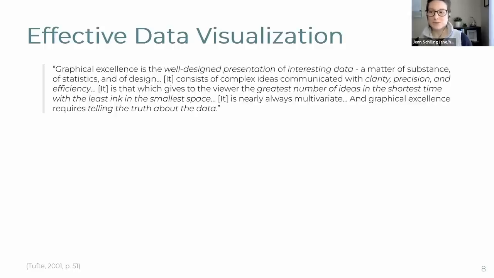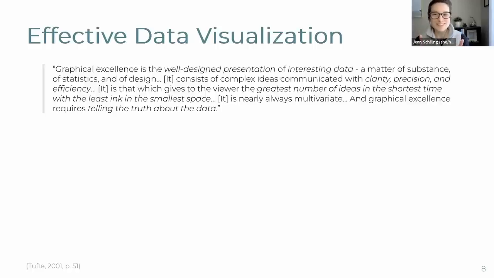But I do like this quote of his from one of his books that says, graphical excellence is the well-designed presentation of interesting data, a matter of substance, of statistics, and of design. It consists of complex ideas communicated with clarity, precision, and efficiency. It is that which gives to the viewer the greatest number of ideas in the shortest time with the least ink in the smallest space. It's nearly always multivariate, meaning it usually uses multiple variables, and graphical excellence requires telling the truth about the data.